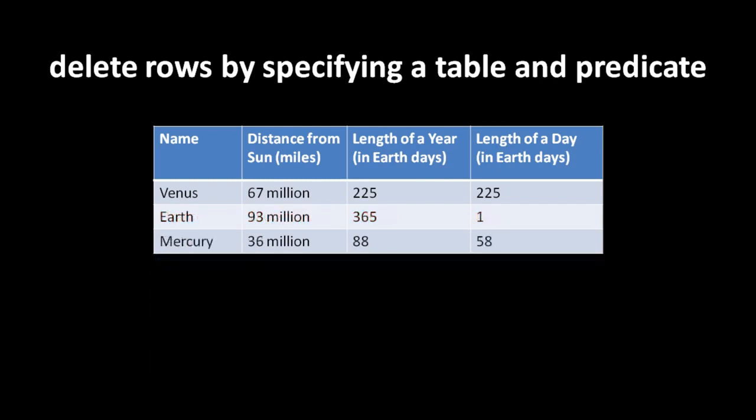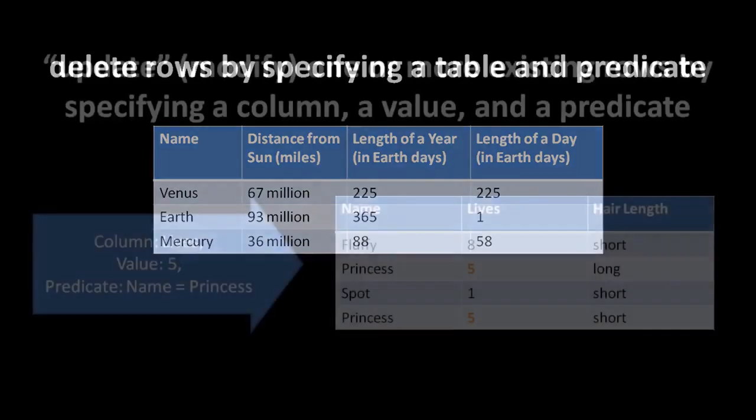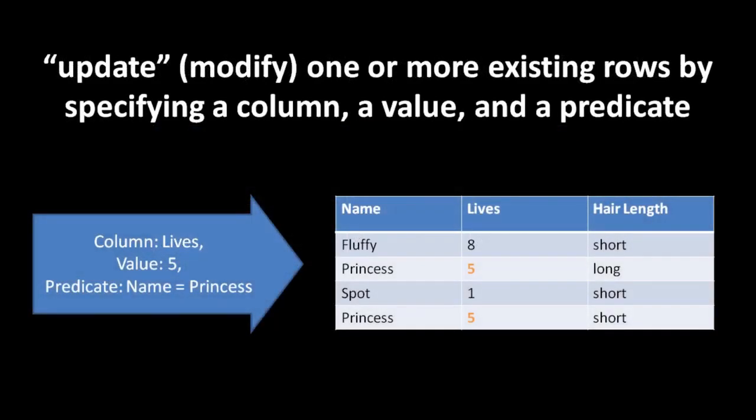If we want to change data in existing rows, this is called an update operation, and first we specify which rows we want to update with a predicate, and of course we specify which column or columns we wish to update with a new value and what those new values should be. So here we're updating simply the column lives with a value 5 in all rows where the name value is princess. So whatever number of lives these two rows with the name value princess had before, now both of those rows have the value 5 in the lives column.